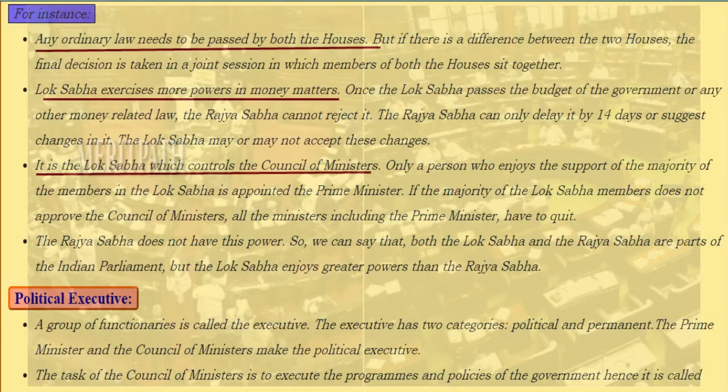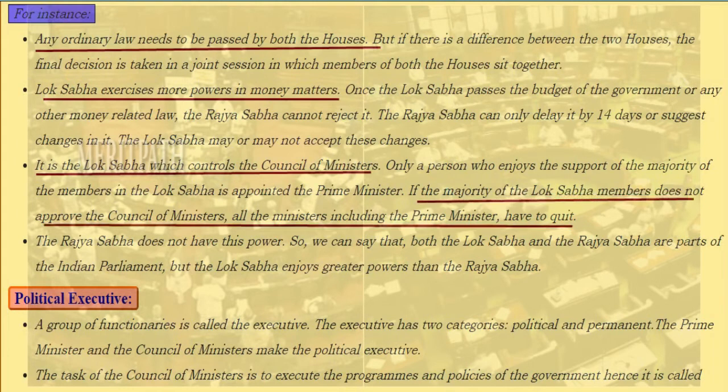It is the Lok Sabha which controls the Council of Ministers. Only a person who enjoys the support of the majority of the members of Lok Sabha is appointed as the Prime Minister. If the majority of the Lok Sabha members do not approve the Council of Ministers, then all the ministers including the Prime Minister have to quit. But Rajya Sabha doesn't have this power. So we can say that both Lok Sabha and Rajya Sabha are parts of the Indian Parliament, but Lok Sabha enjoys greater powers than the Rajya Sabha.